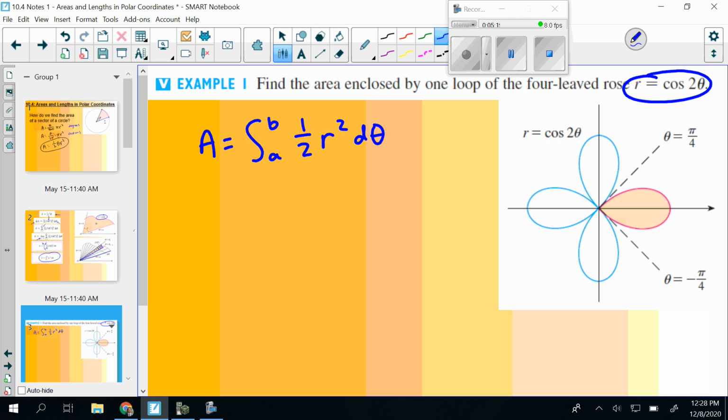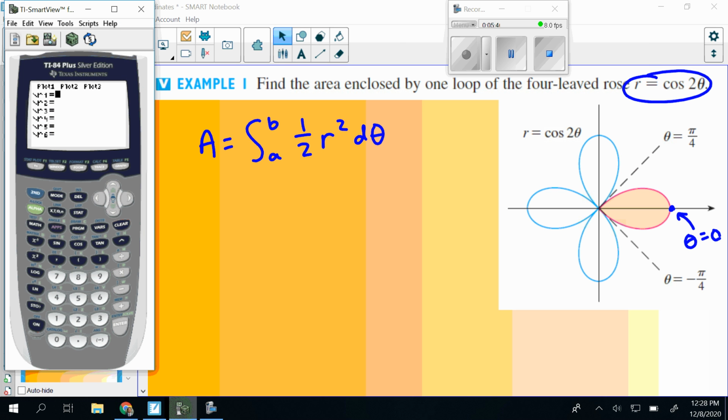So if we were to do 0 as our angle, what would that be? Well, you'd end up getting cosine 0, and cosine 0 would be 1, so r would be 1. So it looks like the starting point would be right here. That's when theta equals 0. You can also see this if you were to graph it out. Let's graph this out and see what it looks like.